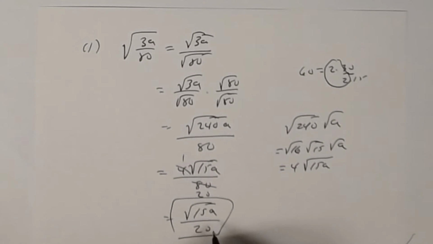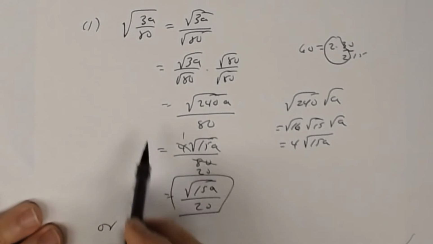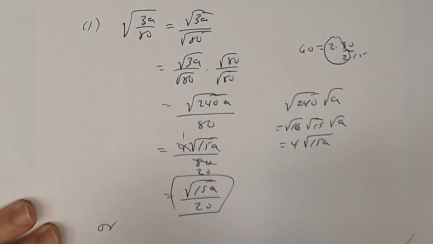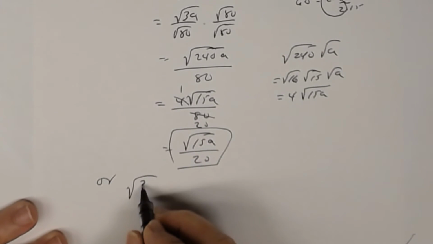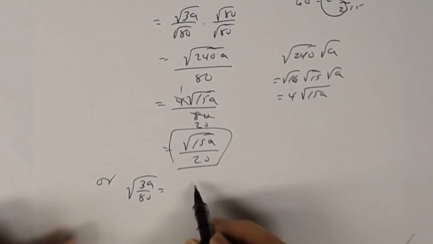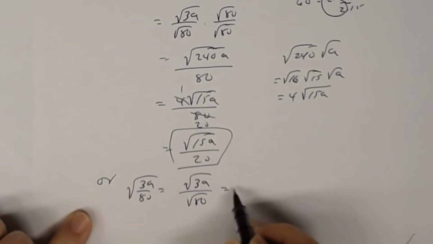And so notice you rationalize the denominator. You no longer have a radical in the denominator. All right. Now, remember what we said. So someone may have said, well, can I simplify the square root of 80 first before I rationalize? Yep, you can do that. So let's do that. So you get the square root of 3a divided by 80, and we know about the quotient rule for radicals. I can write it as the square root of 3a divided by the square root of 80.